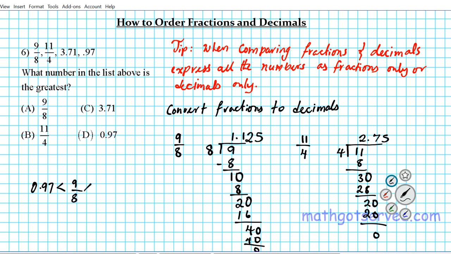And then followed by 2.75. And then the biggest is 3.71. Okay, so which of the numbers is the greatest? The greatest number is 3.71. Alrighty, so that's how you order a combination of decimals and fractions.